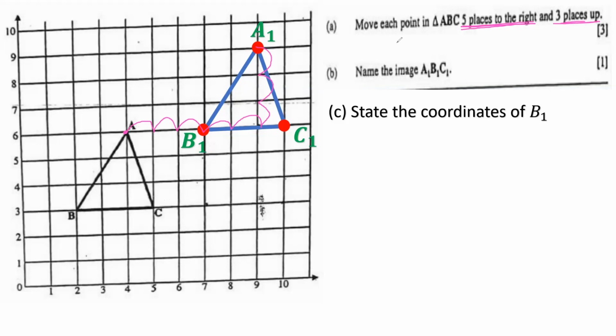And then we're gonna do the same thing for C. We move it 5 places to the right. So it's gonna be 1, 2, 3, 4, 5, and then 3 places up. So 1, 2, 3. That's how we get this point. You see that? Yes, sir. You sure? Yes, sir, I get it now. And then same thing for B. 5 places to the right, 1, 2, 3, 4, 5, and 3 places up, 1, 2, 3. Okay.